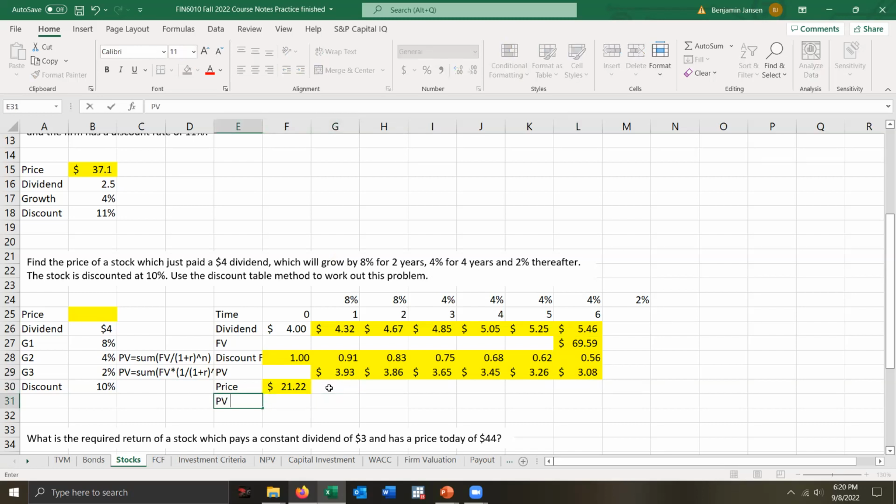Dr. Jansen, can you hover over the first year's discount factor again? It's 1 divided by 1 plus the discount rate. Fix that reference to the discount rate and then raise it to the year that it's in. Gotcha. Thank you. Yep.